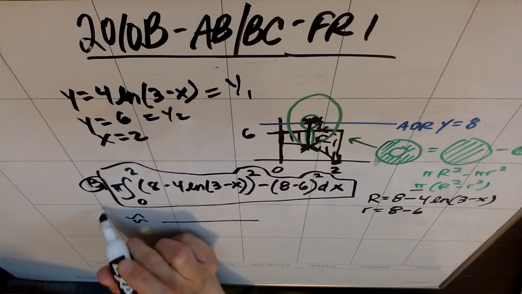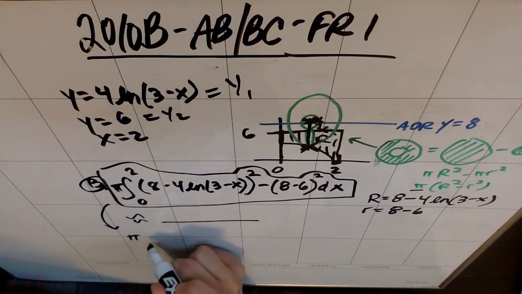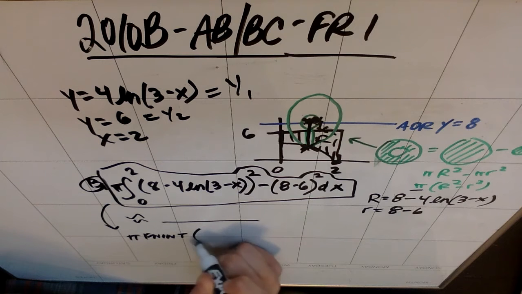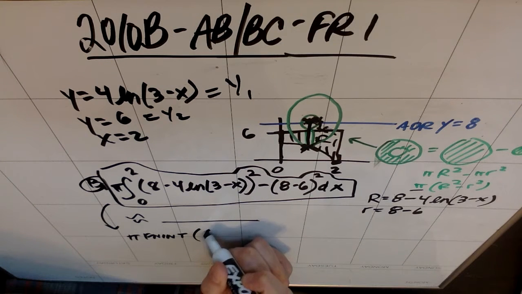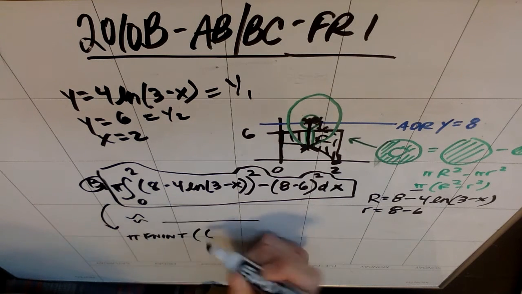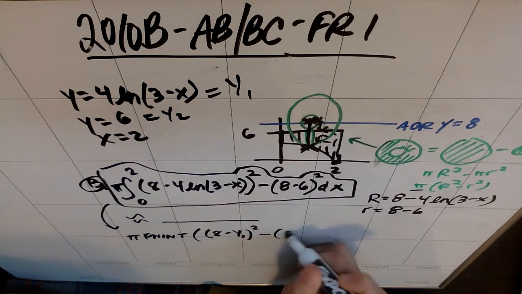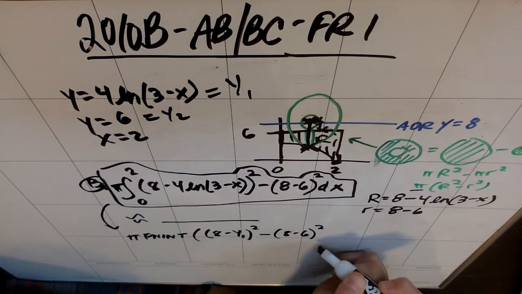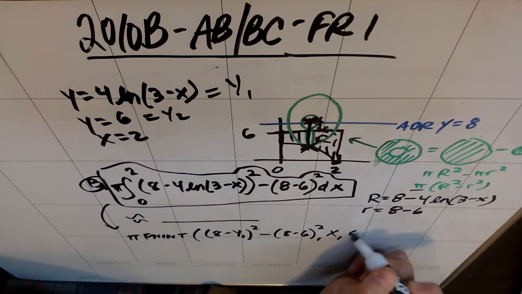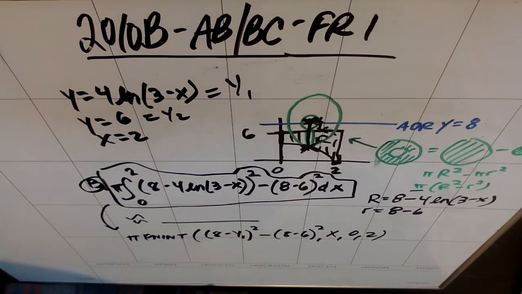When you type this in, the way it's going to look in my calculator is pi, and then I'm going to do function integrate, which is my math 9, in parentheses, 8 minus the thing I called y1, quantity squared, minus 8 minus 6, quantity squared, with respect to x, from 0 to 2. That's what I'm going to have to type in.